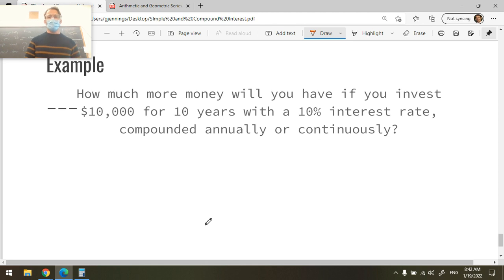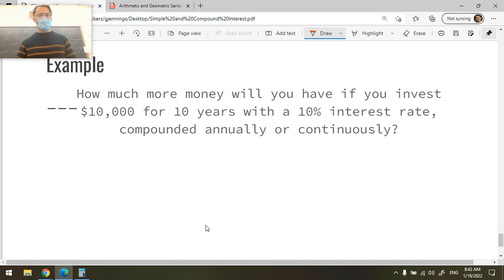Now, what would be the difference if I invest 10 grand for 10 years at a 10% interest rate, if I compound annually or I compound continuously? Okay, this is just going to allow you to compare. If we compound continuously, that's the most frequently we can compound. If we compound annually, that's the least frequently we can compound. Let's see what the difference is so that we are developing our intuition for these numbers. And that's why I chose really simple numbers for these examples.